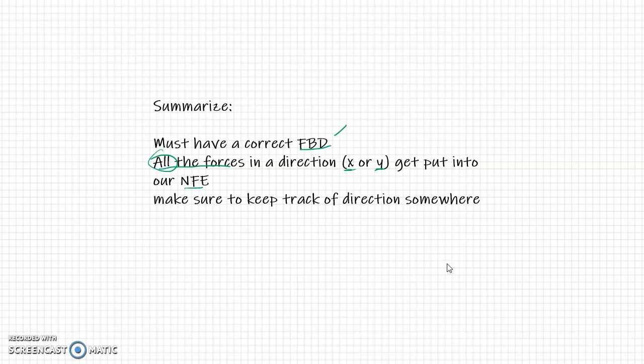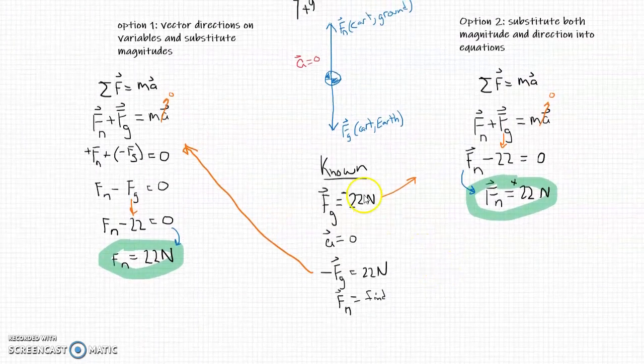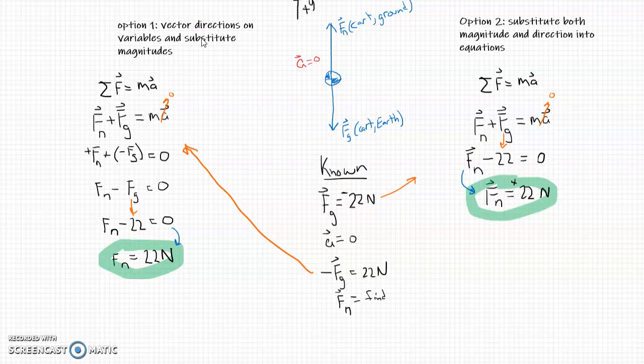Again, all the forces affect how this thing moves. So we don't simply say, oh, I just want to ignore this one. All of them need to get put in there. And the last thing to make sure of is that you are keeping track of the direction somewhere. I've shown you up here two different ways you can think about that. You can either substitute the directions in on the variables, or, as I showed over here, you can substitute in your values, substituting in the magnitude and the direction at the same time. As long as you're consistent with it, it's going to work out for you. But these are just some of the things that you should remember when you're doing a net force equation.